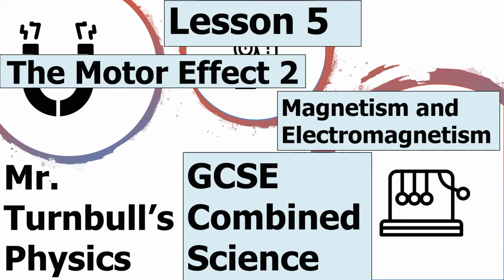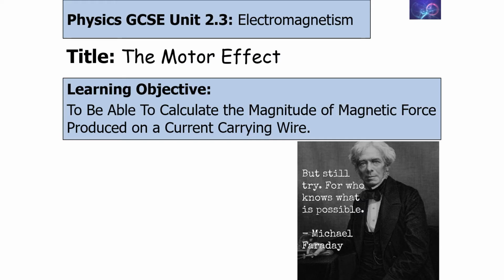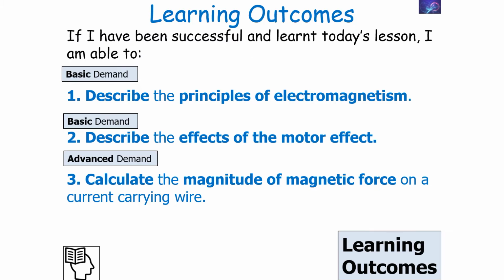Hello and welcome to today's lesson on the motor effect, which is part of the magnetism and electromagnetism topic in GCSE Combined Science Physics. In today's lesson, we're going to look at how to calculate the magnitude of the magnetic force produced on a current carrying wire. If we've been successful, we can describe the principles of electromagnetism, describe the effects of the motor effect, and finally calculate the magnitude of the magnetic force on a current carrying wire.